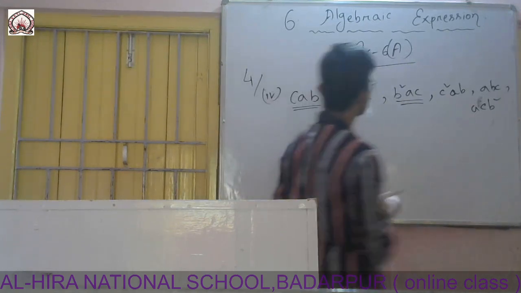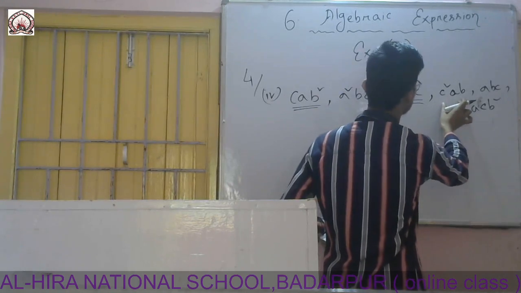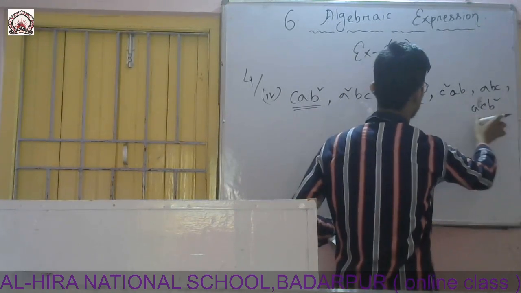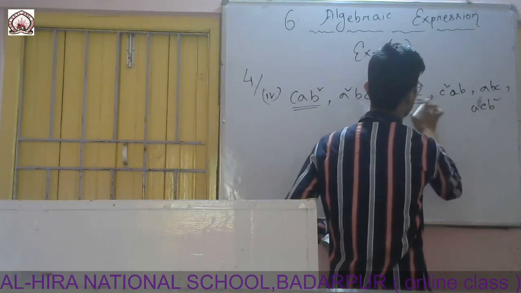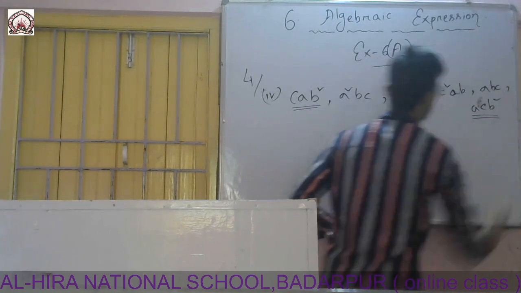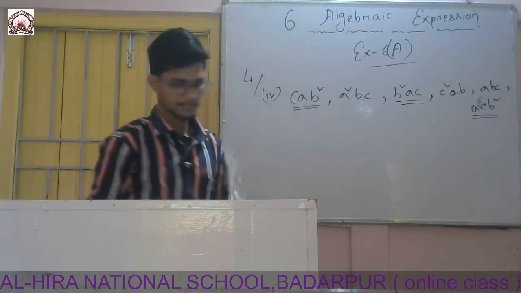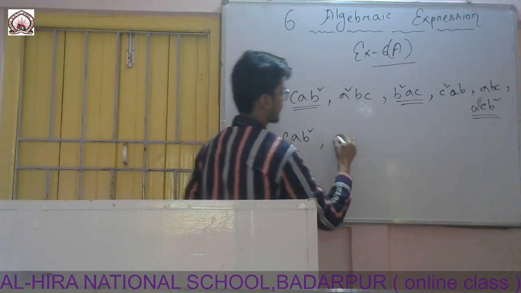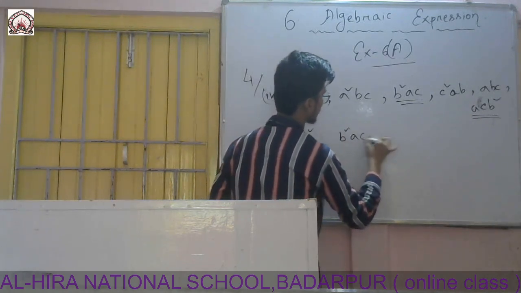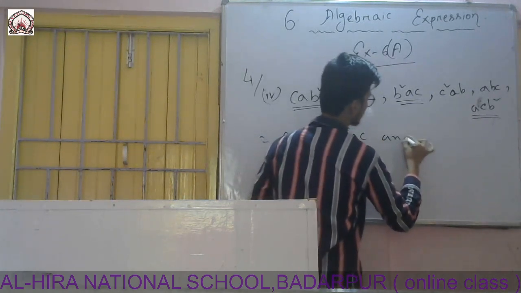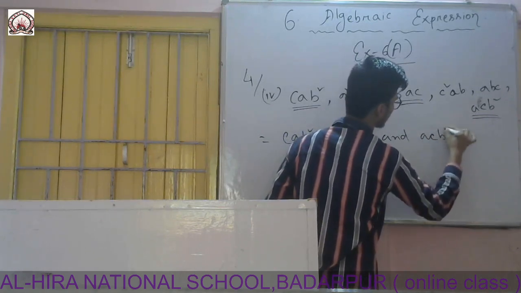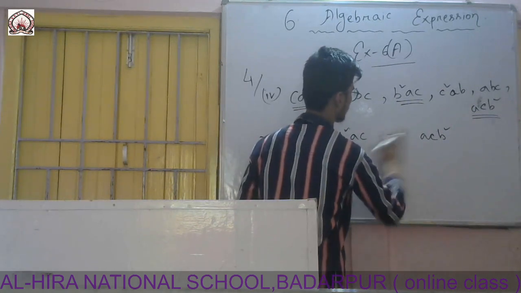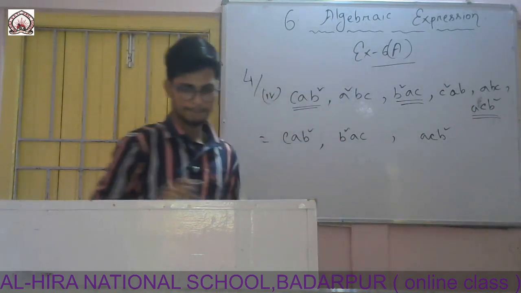Is any other term similar? You have to find a term with B square there. This one and this one is also not matching. This one is also not there. B square is also there, 1C, 1A. That means these three terms are the like terms. So the answer will be CA B square, and another one is B square AC, and AC B square. So these all are like terms.